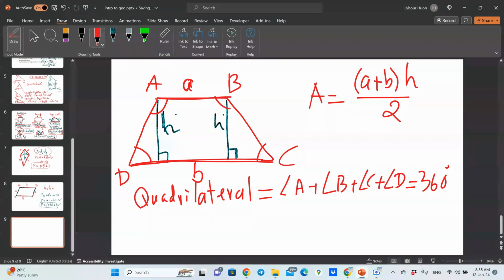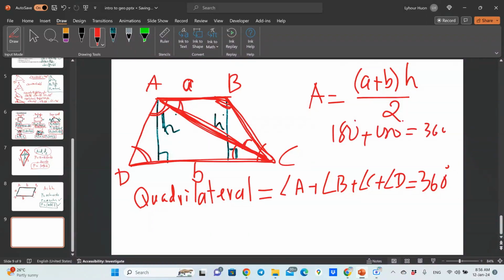Why? Because when we draw a diagonal, there will be two triangles, right? When we add the angles of this triangle, obviously it's 180. So this one is obviously also 180. So when we sum all together, A plus B plus C plus D is 180 plus 180, which is 360 degrees.